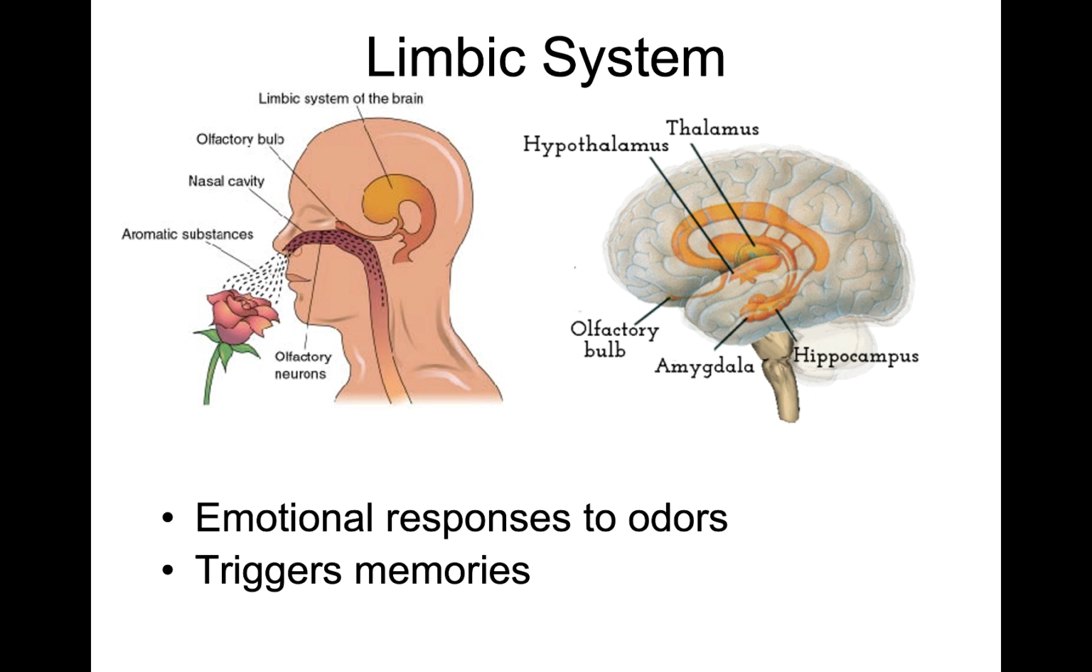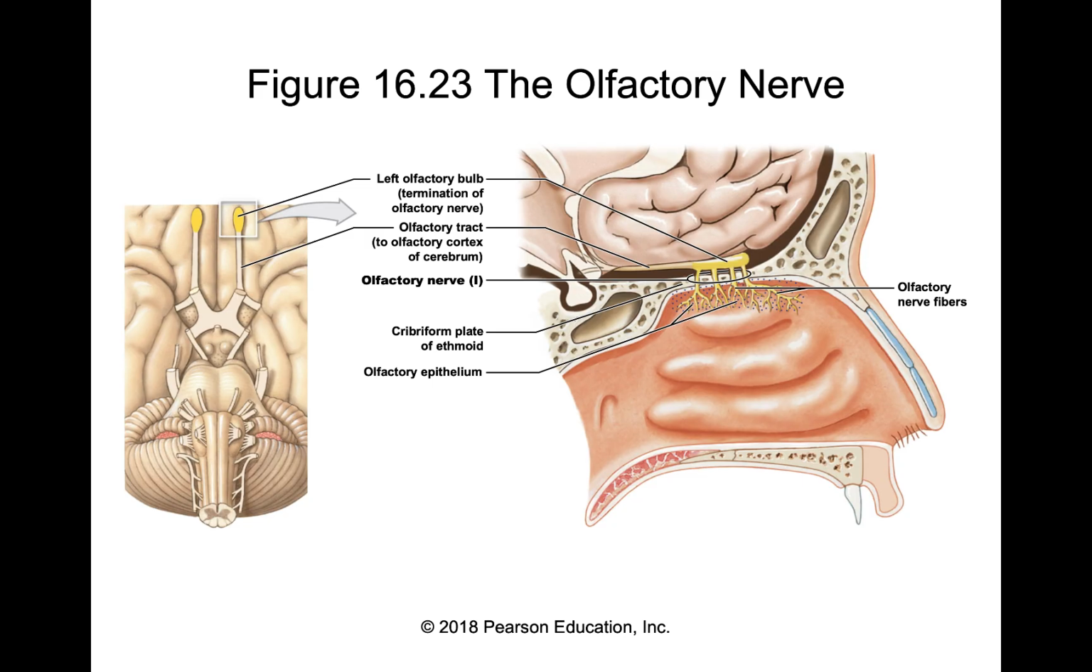So there's a question in your homework. It's going to ask you, how can you use smell in order to manipulate your ability to remember things? And this picture here is showing you the olfactory nerve, so that's cranial nerve number 1, Roman numeral I. You're going to notice that there are these holes in the cribriform plate, and that's how the sense of smell is delivered to the brain.